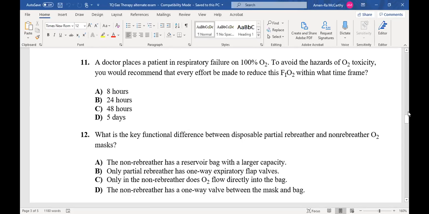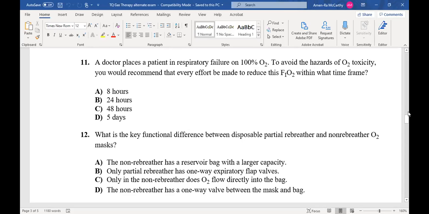All right, Miss Scott, number 11. A doctor places a patient in respiratory failure. He came in the ER. We put him on 100% to get him right. But to avoid the hazards of oxygen toxicity, you recommend that every effort be made to reduce this FiO2 in what time frame, Miss Scott? I put 8. Not 8 hours. It should be 24 hours.